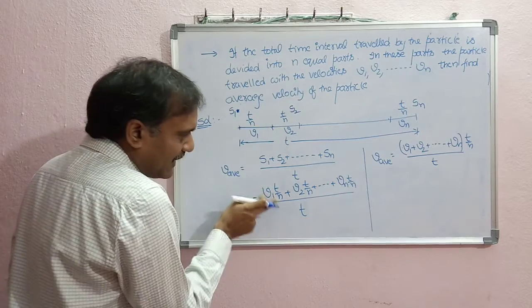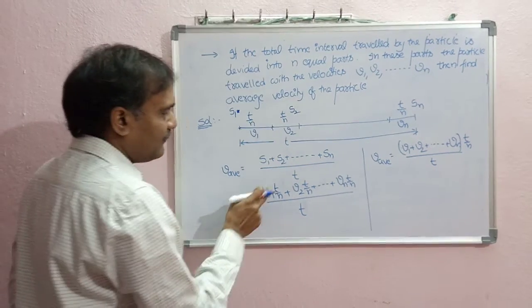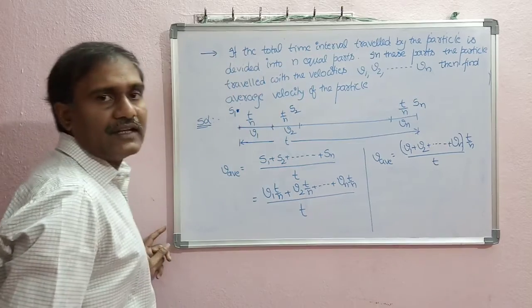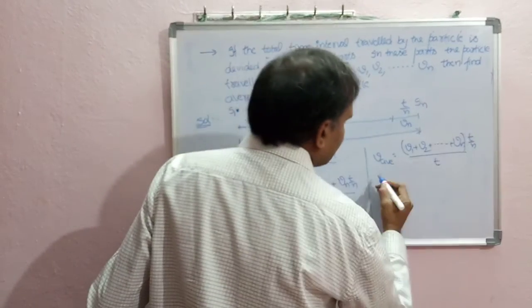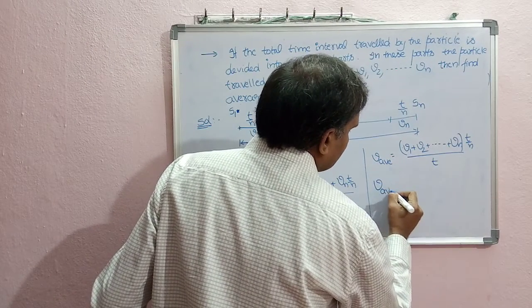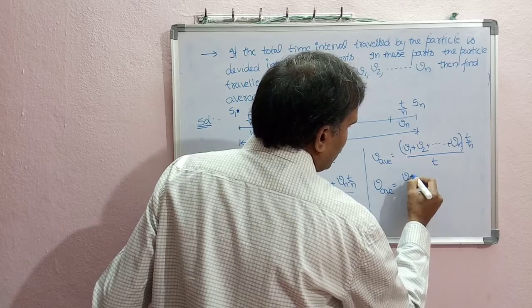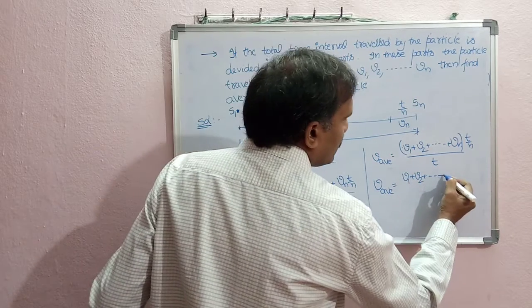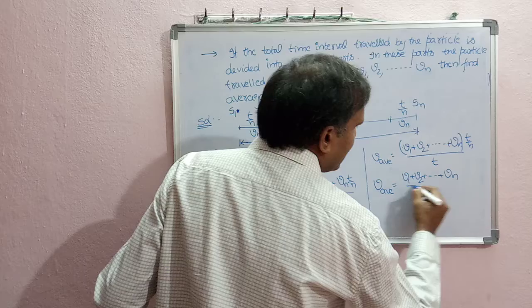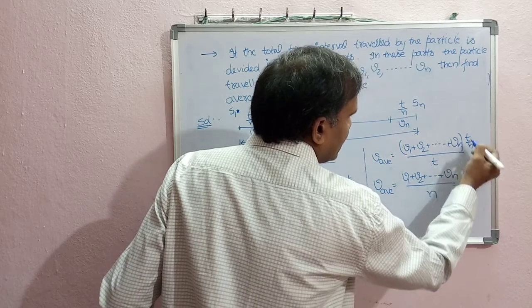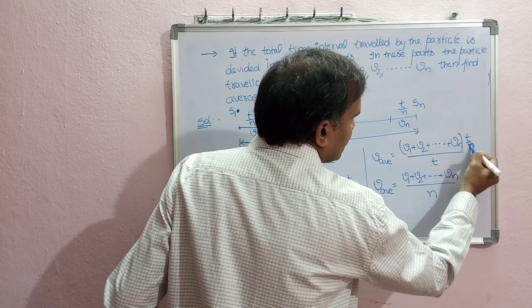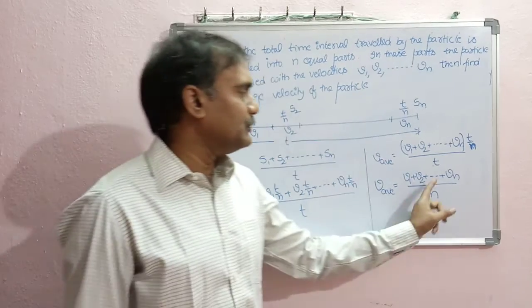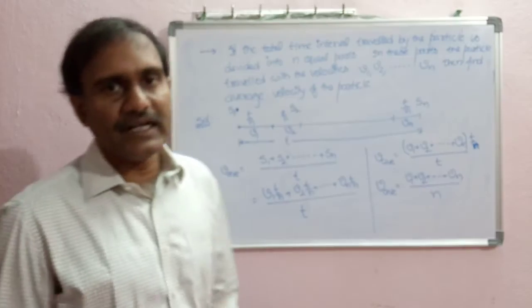You will take t by n as common. Then V1 plus V2 plus so on up to Vn into t by n. Now t gets cancelled. Thus V average is equal to V1 plus V2 plus so on Vn divided by n. This n goes to the denominator.